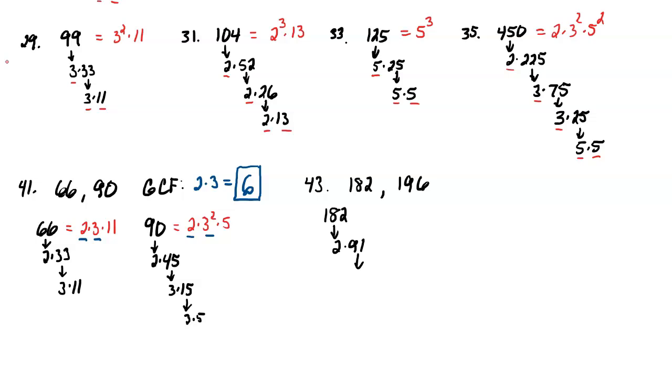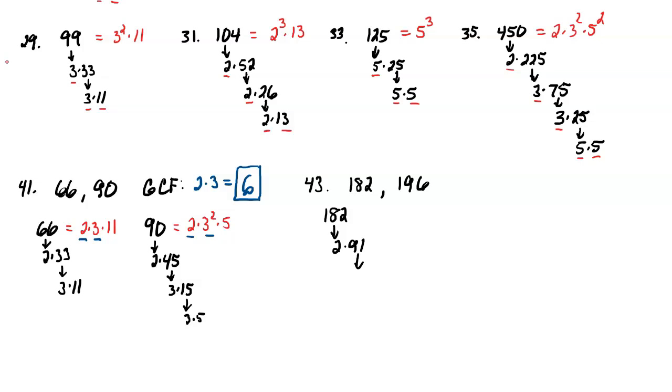It doesn't divide by 2, it's not even. It doesn't divide by 3 because 9 plus 1 is 10, and that sum doesn't divide by 3. It doesn't divide by 4 because it didn't divide by 2. It doesn't divide by 5 because it doesn't end in 0 or 5. It can't divide by 6 because it didn't divide by 2, but it does divide by 7.